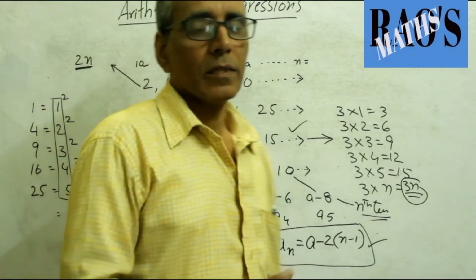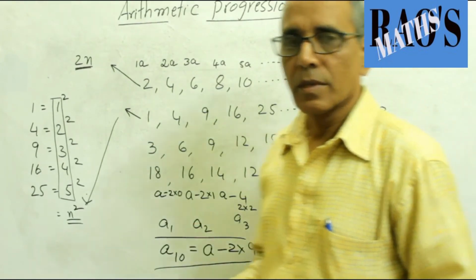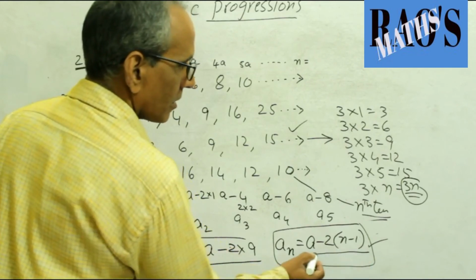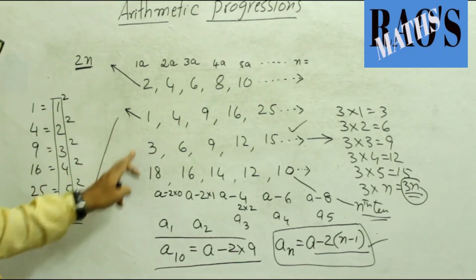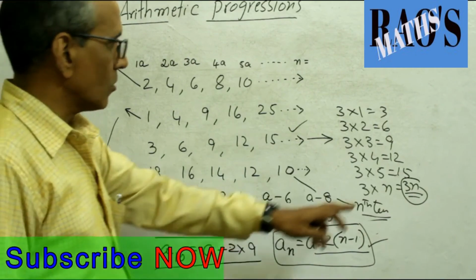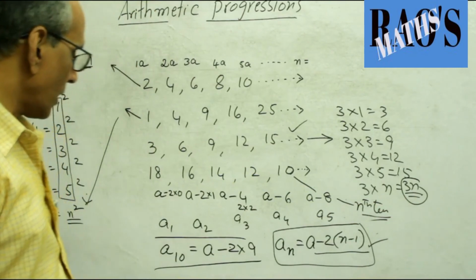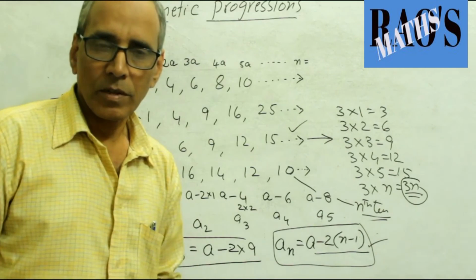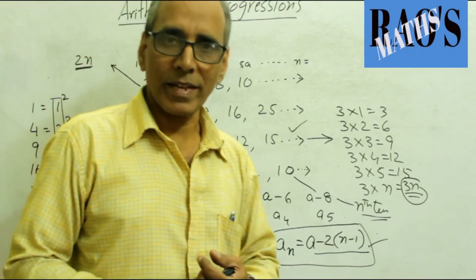So let's find the sequence of numbers by using the rules derived already. The rule of any sequence is an algebraic expression. See here, 2n is an algebraic expression, a monomial. n square is also an algebraic expression, a monomial. And the third one, 3n, is an algebraic expression, a monomial. The last one, A minus 2 of n minus 1, is an algebraic expression, of course a binomial. So the rule of any pattern or any sequence is always an algebraic expression.